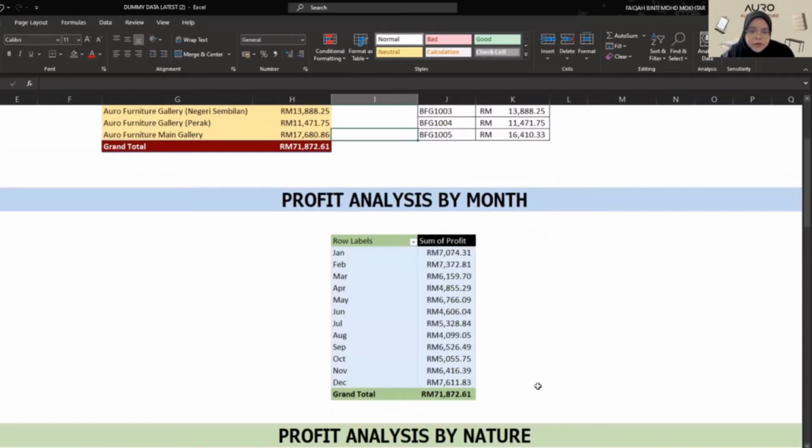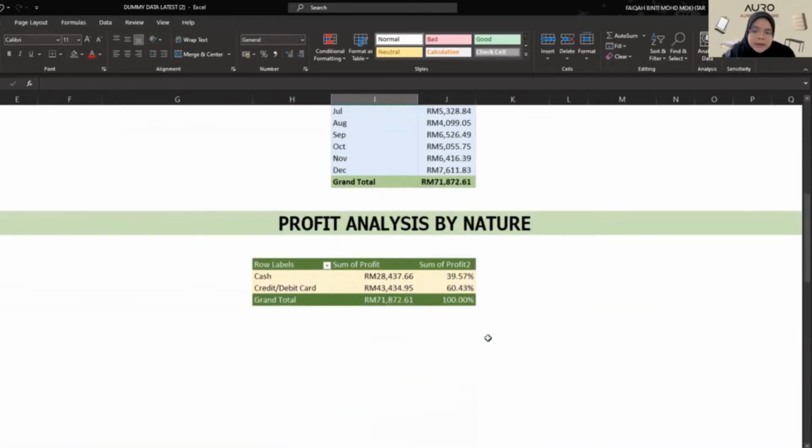Let's move on to the profit analysis by month. This pivot table summarizes the sum of profit according to the months. And lastly is the profit analysis by nature. This pivot table summarizes the sum of profit and its percentages according to the payment method a customer used to pay for our products.